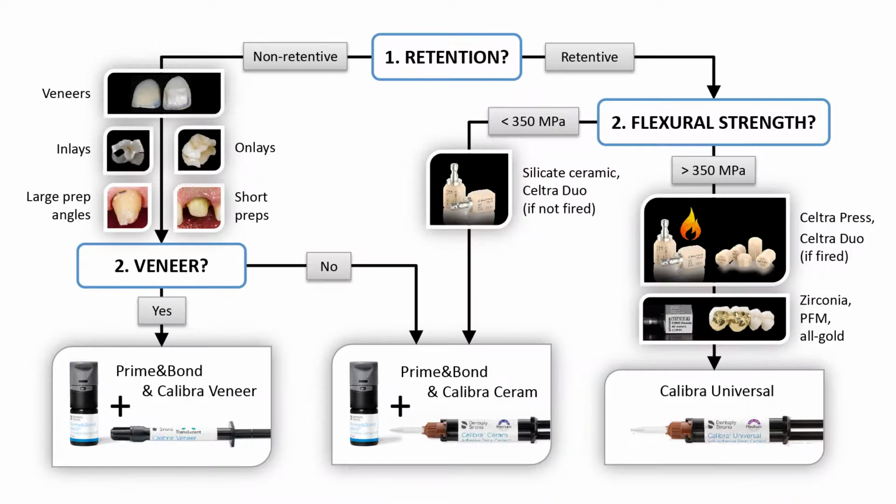Here is an alternative summary of what has been learned, this time in the form of a flowchart. With non-retentive preparations, restorations are bonded with Prime and Bond and Calibra Ceram, unless veneers are being placed. If the preparation offers sufficient retention, restorations can be bonded with Calibra Universal. This rule does not apply to all ceramic restorations with lower flexural strength. In this case, the use of Prime and Bond and Calibra Ceram is again recommended.